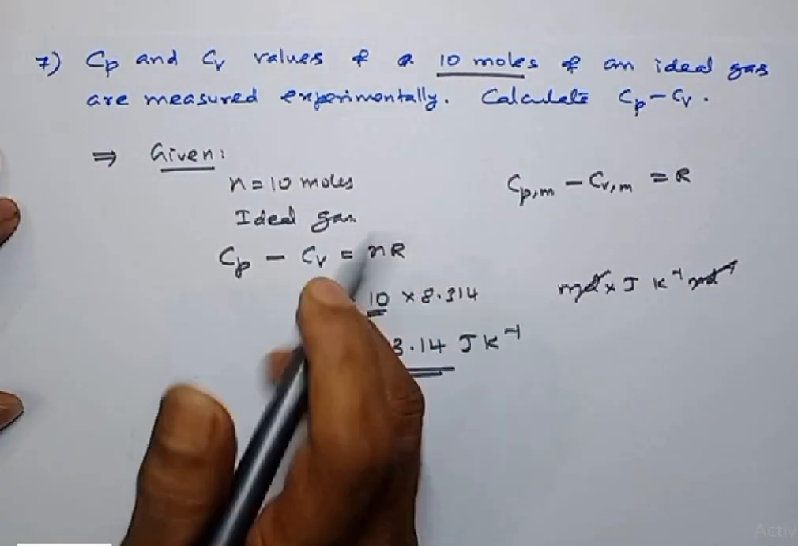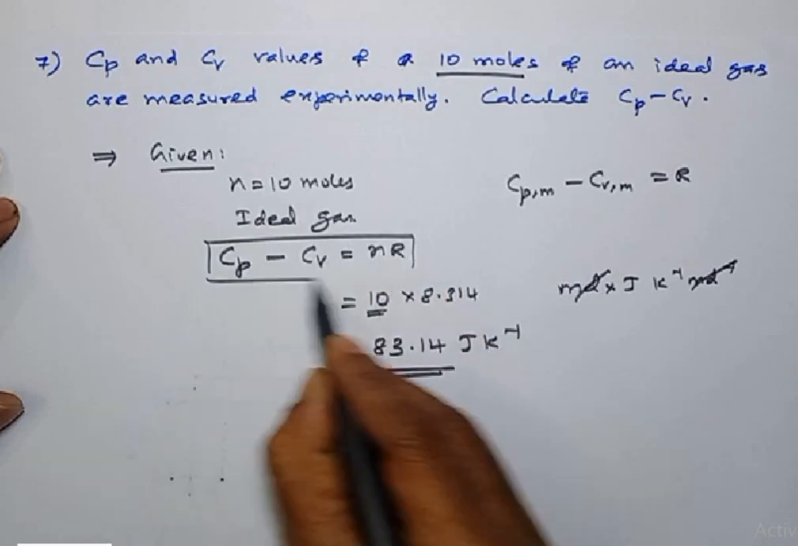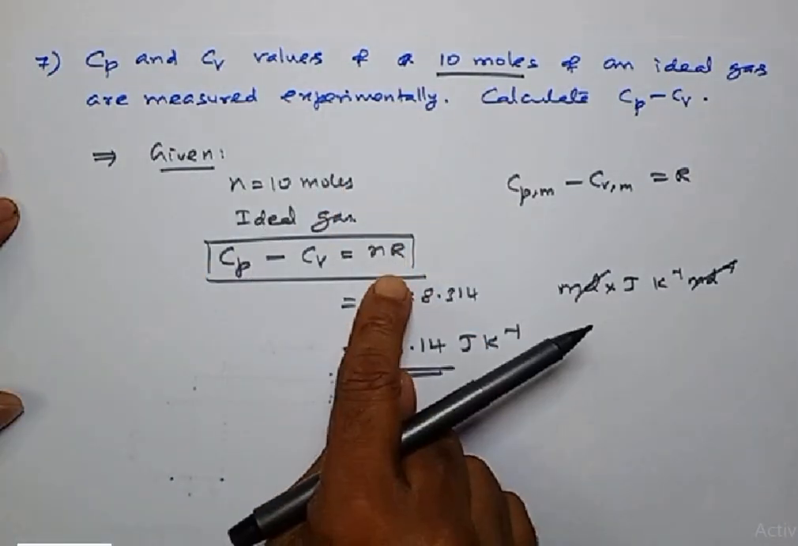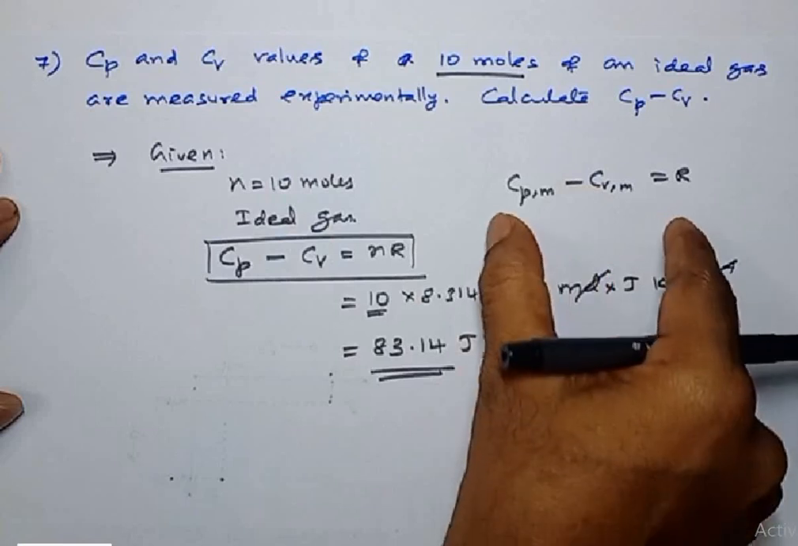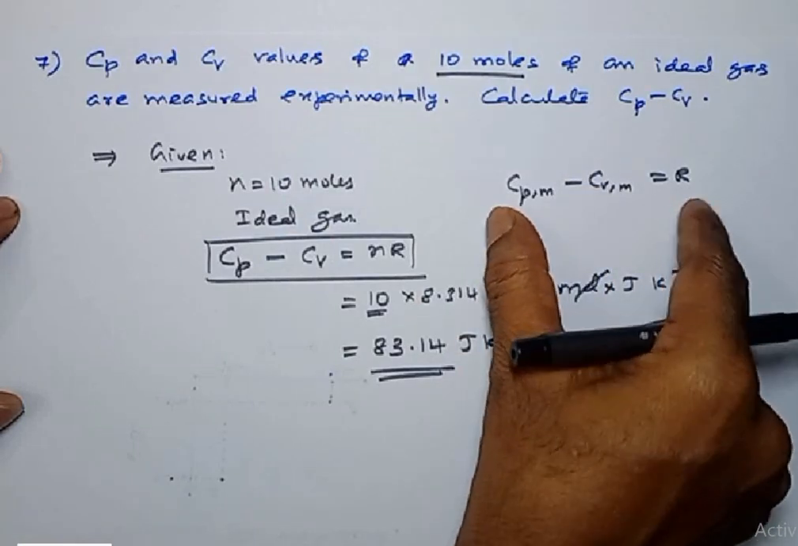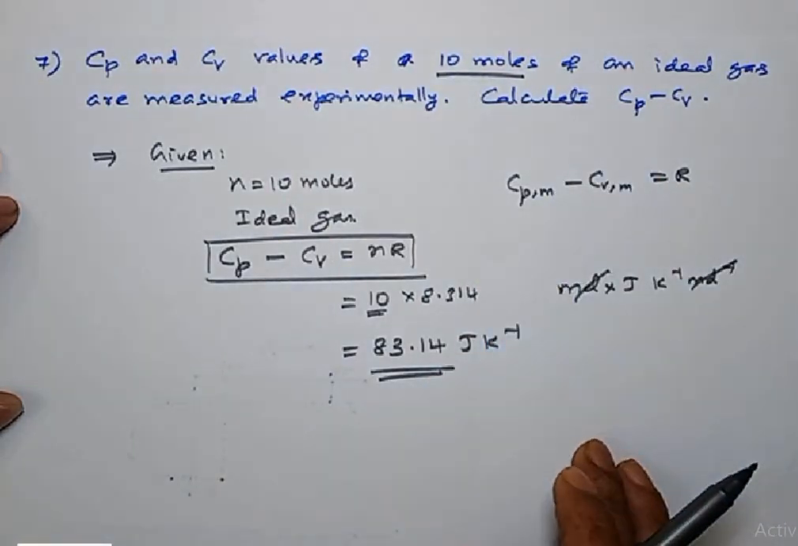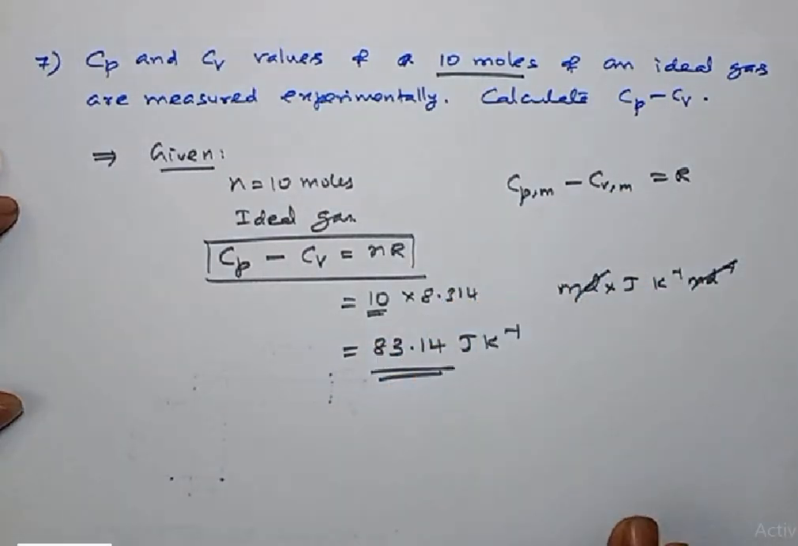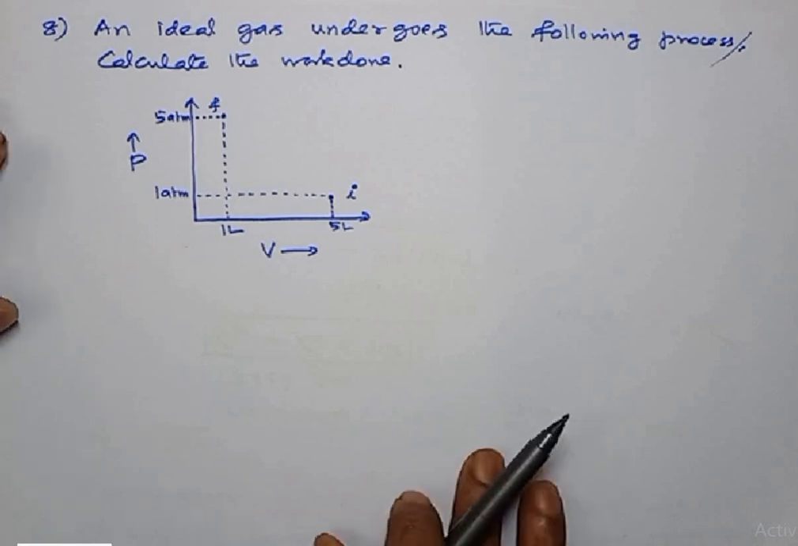Listen, this is the Cp minus Cv formula for an ideal gas. For n mole of ideal gas, and for 1 mole of ideal gas, this is the formula. Okay, and this is also called the Mayer equation, right? Try to remember this.